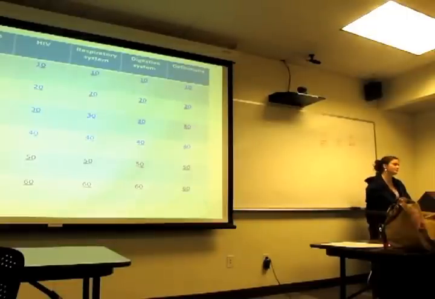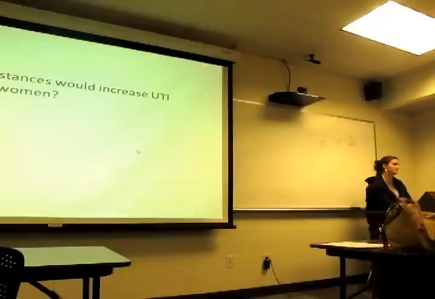All right, we'll take the 50 for urinary and bladder. What circumstances would increase a UTI infection in women, and why? You went over this several times. The urethra is shorter and wider, and it's closer to bacteria from the GI tract.